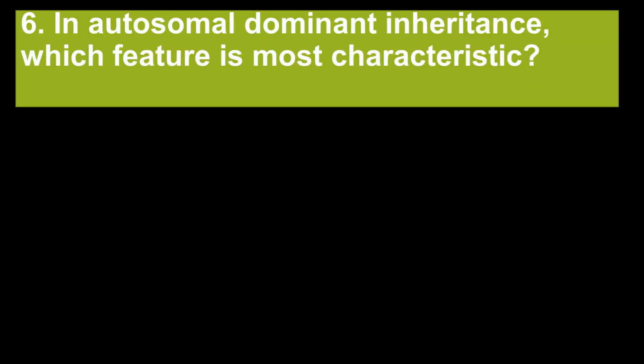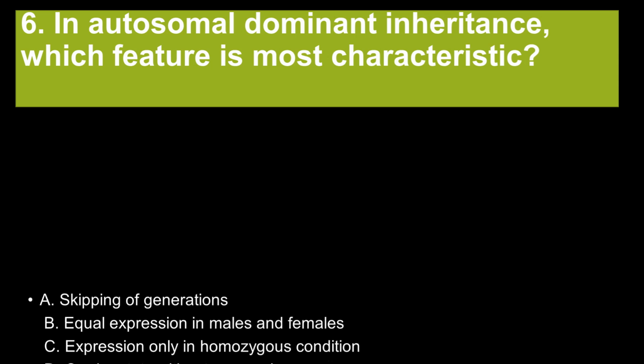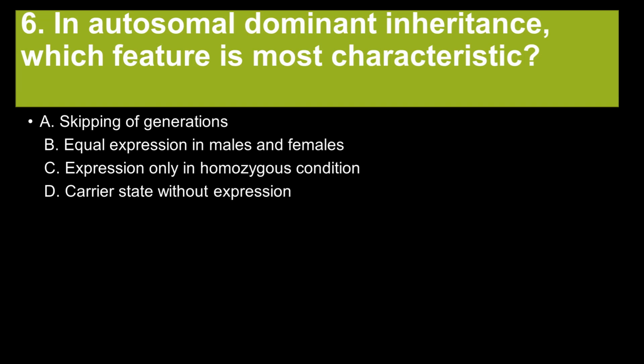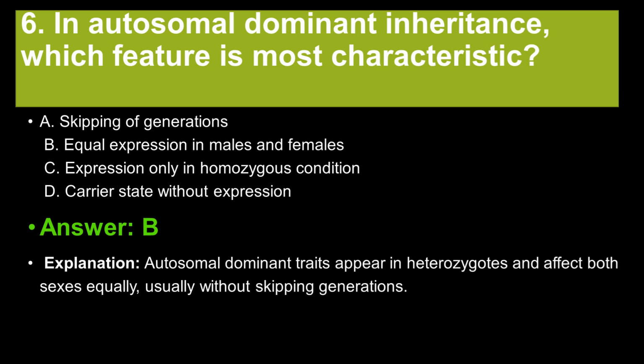Question 6. In autosomal dominant inheritance, which feature is most characteristic? A. Skipping of generations. B. Equal expression in males and females. C. Expression only in homozygous condition. D. Carrier state without expression. Answer: B. Explanation. Autosomal dominant traits appear in heterozygotes and affect both sexes equally, usually without skipping generations.